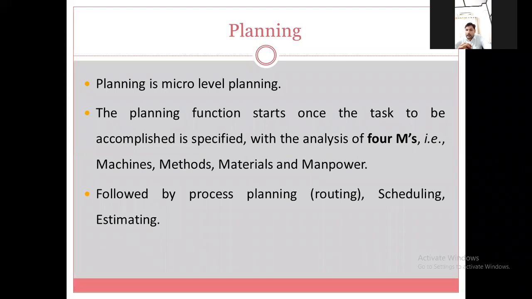Followed by process planning, in bracket routine, scheduling, estimating.